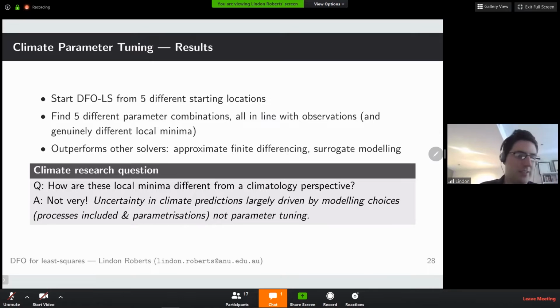So it outperforms existing solvers, but actually we've now got a landscape where there's potentially multiple combinations of parameters that fit the data. So the question from a climatology perspective is, are these local minima different, and how are they different in the sense of what predictions they make about the world? And the interesting answer is that they give very similar predictions.